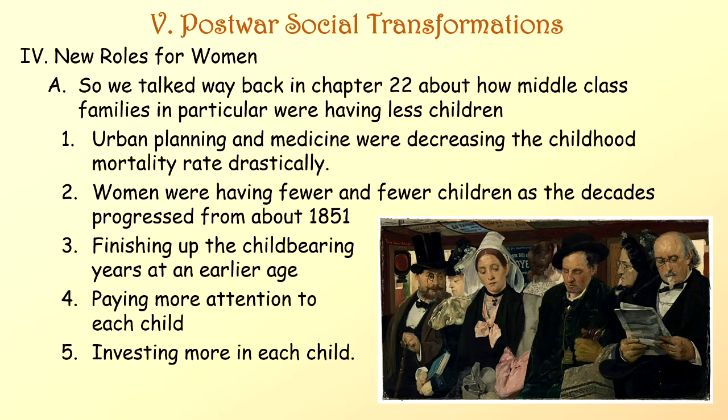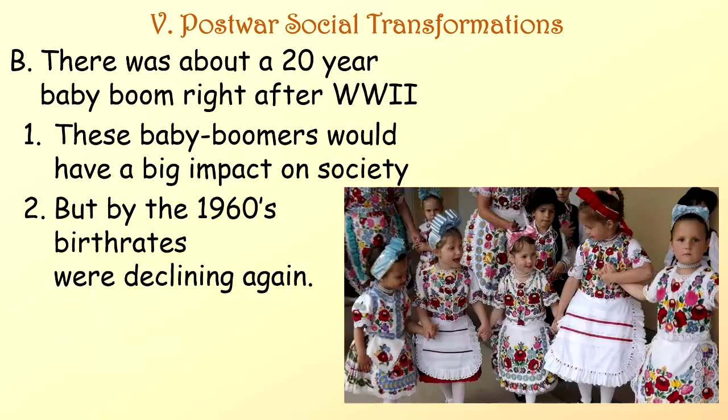New roles for women. So we talked way back in chapter 22 about how middle-class families in particular were having less children. Urban planning and medicine were decreasing the childhood mortality rate drastically. And so women were having fewer and fewer children as the decades progressed from about 1851. So they were finishing up their childbearing years at an earlier age and paying more attention to each child and investing more in each child.